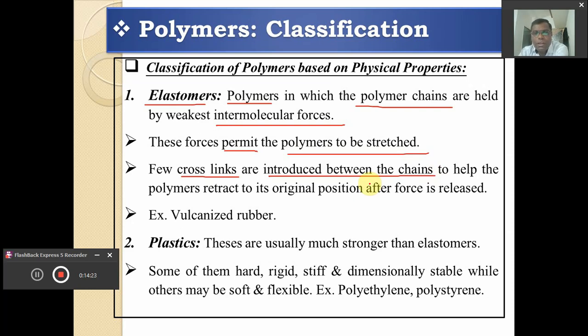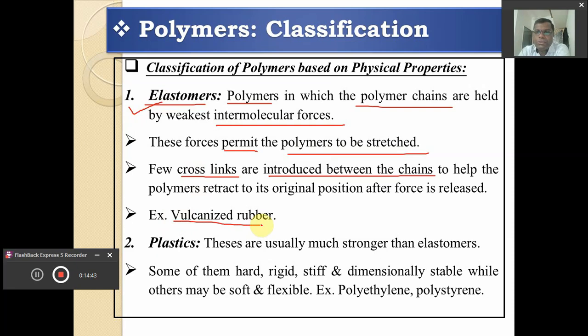And this is simply the property of elasticity, the property of elastic rubber. As these polymers show the property of elasticity, this type of polymer based upon their physical property is called an elastomer. The example of this polymer is vulcanized rubber, which can be stretched, so it shows the property of elasticity.